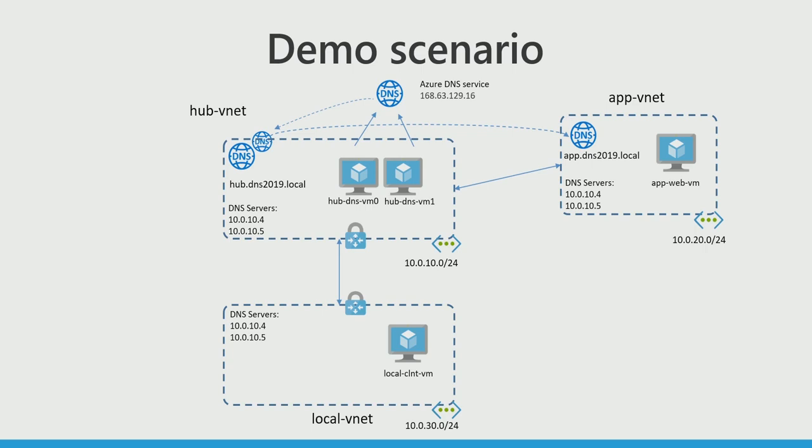www.app.dns2019.local, I can solve this by querying the responsible zone for that. Okay? And if we have a record here for that, it will answer with this IP. And this is the way it goes back and forth, right? Okay, so let's go further.